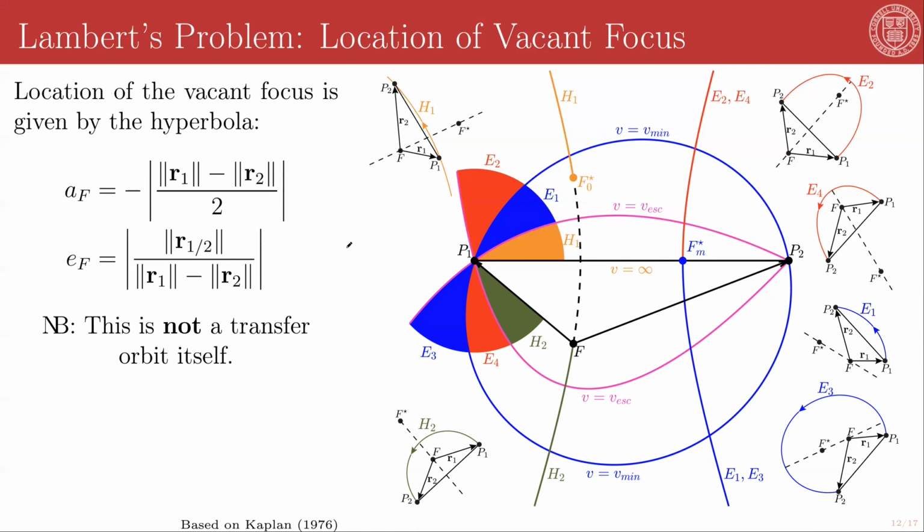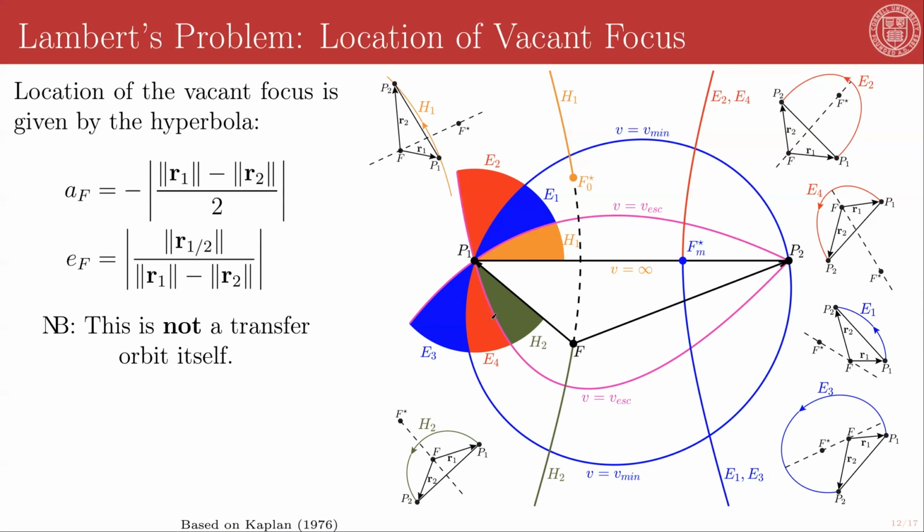Because the location of the vacant focus uniquely determines the transfer orbit between our 2 points in time and space, we can use this to create an incredibly powerful visualization of all possible transfers in the Lambert problem. And this visualization is largely based on one published in Kaplan's 1976 book. The setup is the same as before. We have a central body at focus F. We have a point P1 at time T1, that is our departure point, and we have a point P2 at time T2, that is our destination point.